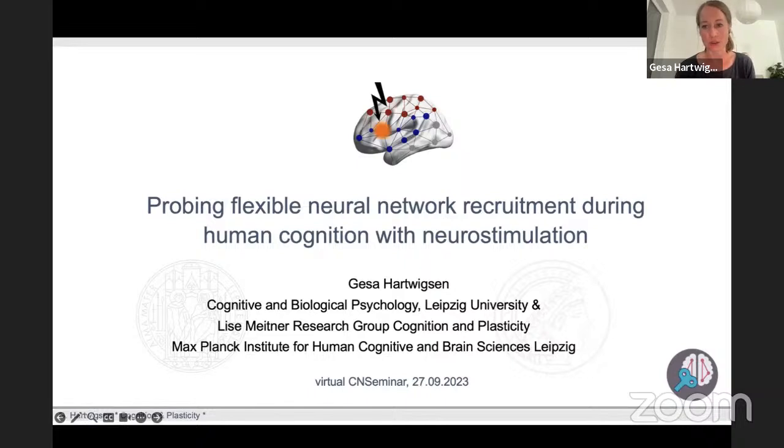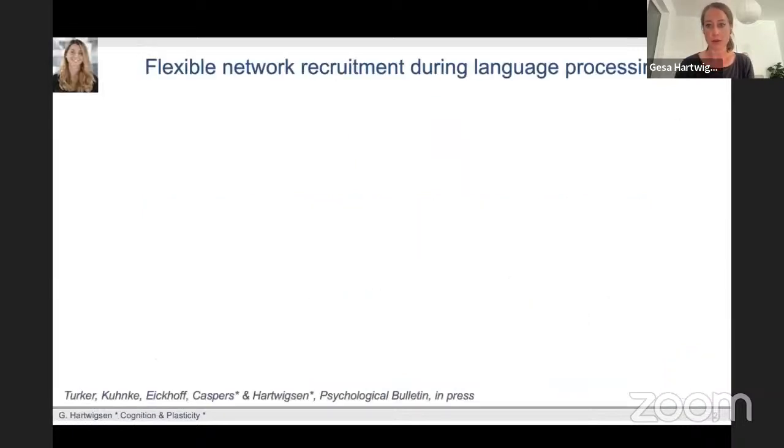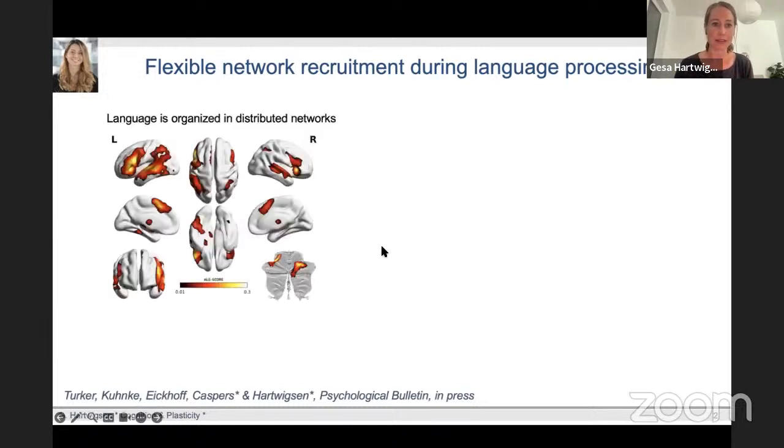Human cognition, and I should say language here because I decided to focus on language for today with neurostimulation. And please feel free to interrupt whenever you think there's something that needs to be clarified or if you want to say something. So our group is mainly interested in flexible network recruitment during language processing. So we first need to define what we mean by this.